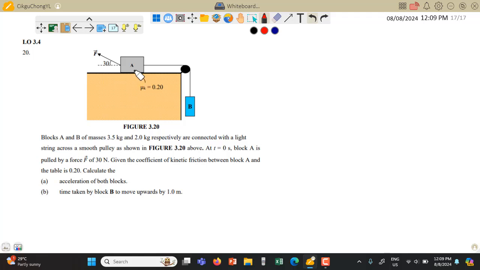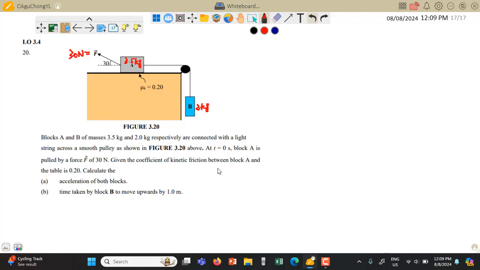We are given two blocks, block A and block B, which have a mass of 3.5 kg and 2 kg. They are connected with a light string across a smooth pulley. At time equal to 0 seconds, initially the block A is pulled by a force of 30 Newton.